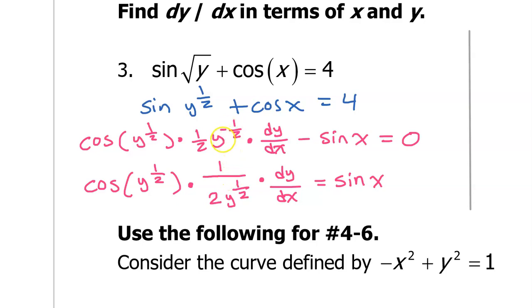Because I have this negative exponent, that told me to drop this factor down to the denominator. So that's why I have 1 over 2 y to the 1/2 power. I just dropped the y to the negative 1/2 power down to the denominator. So next I'm going to divide both sides by cosine y to the 1/2 power. So this is going to end up in the denominator right here.